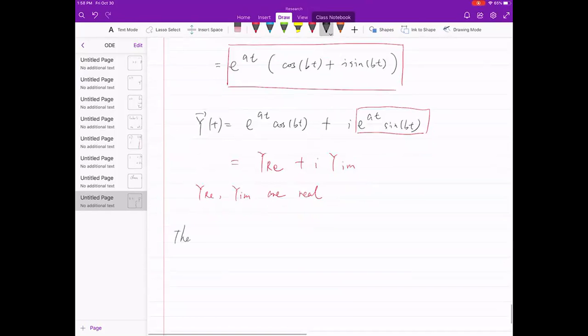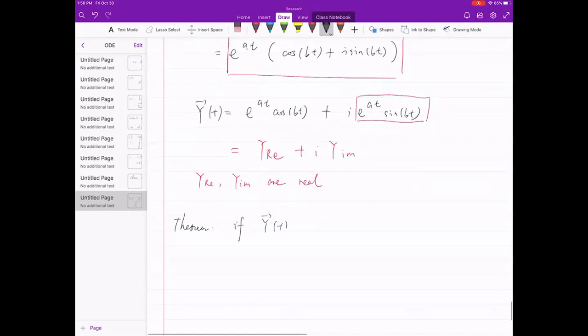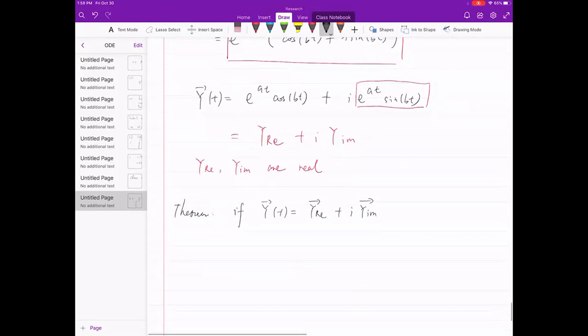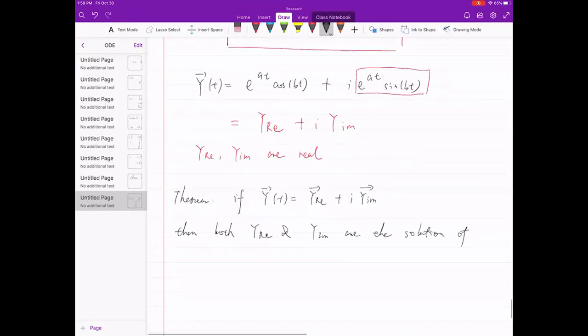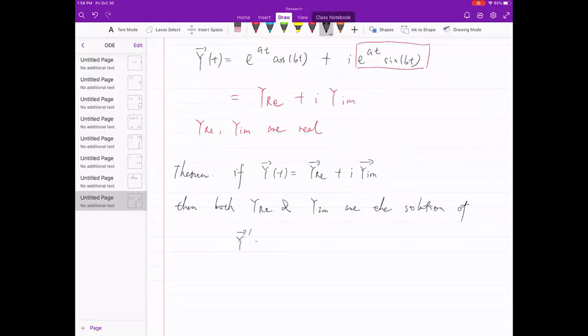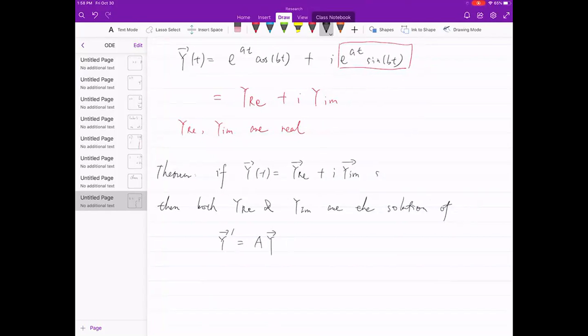Okay. Then theorem. The theorem says the following: if y can be written as the real part plus the imaginary part, okay, then both y real and y imaginary are the solution of y prime equals Ay, if this one satisfies the equation.